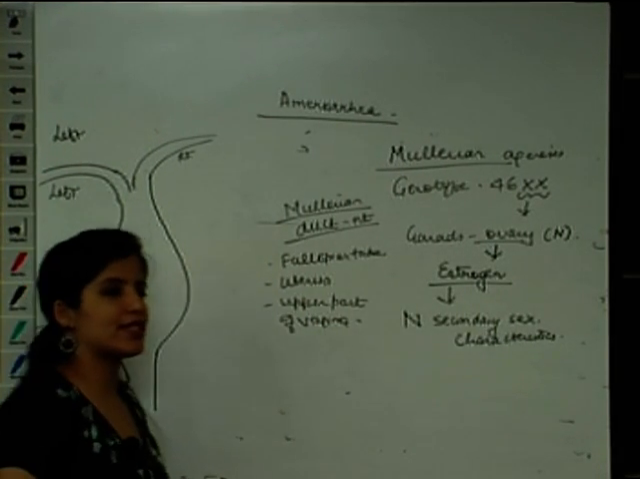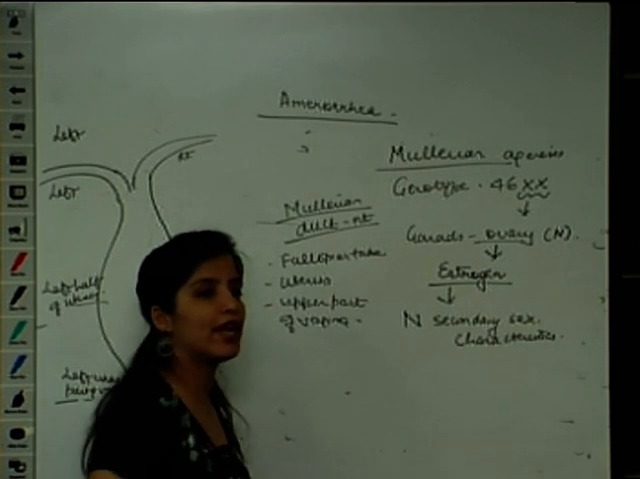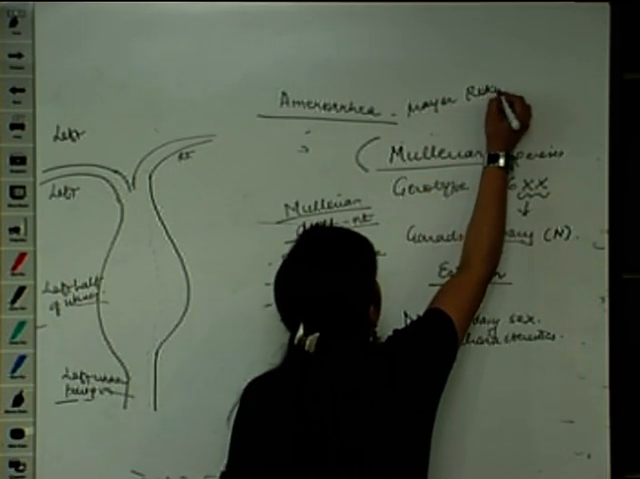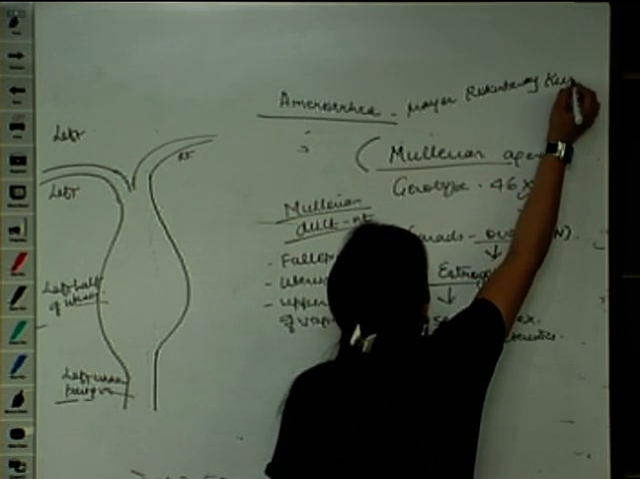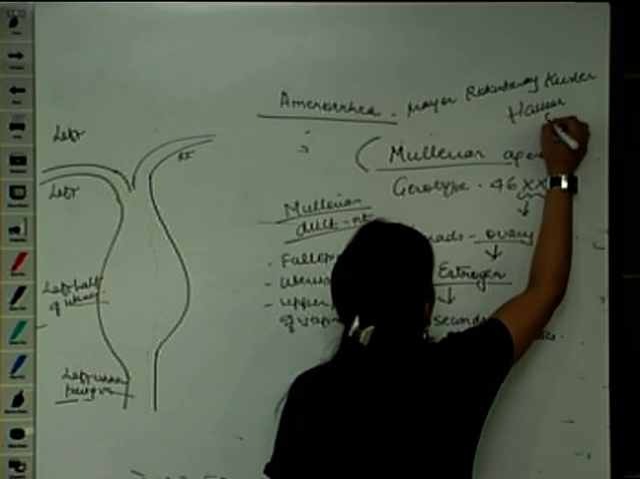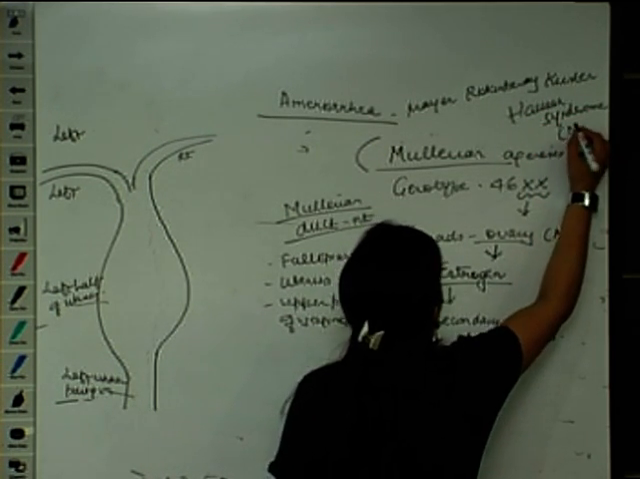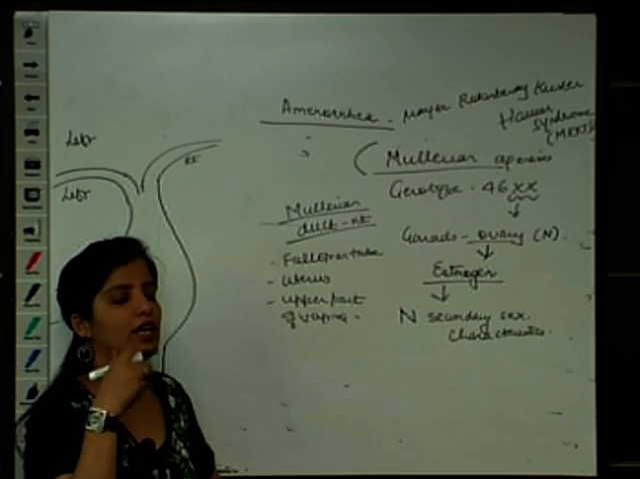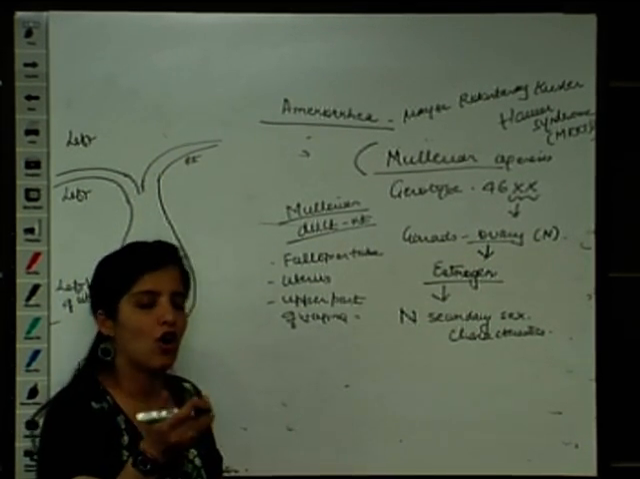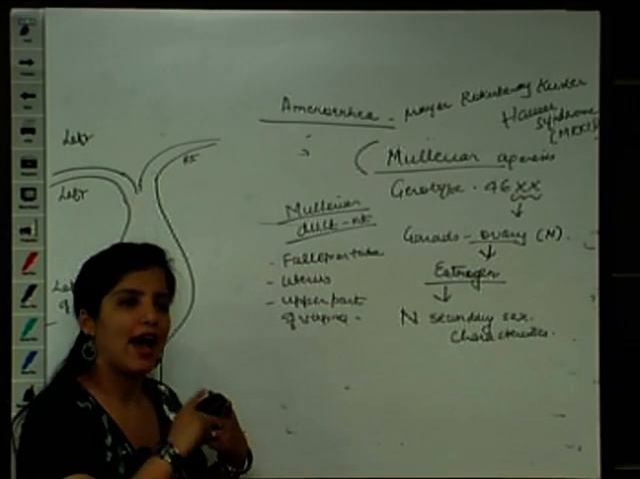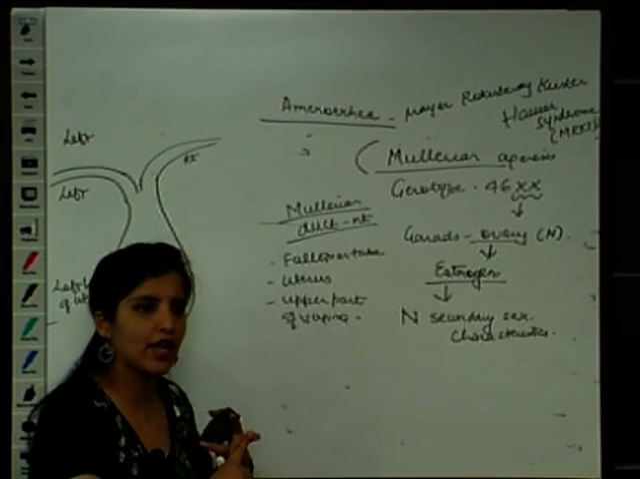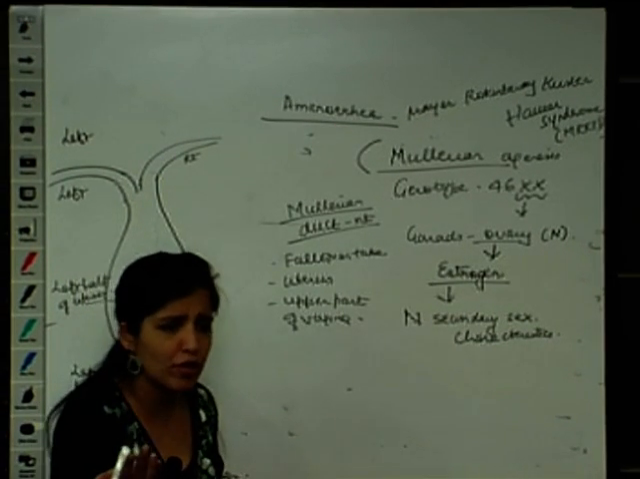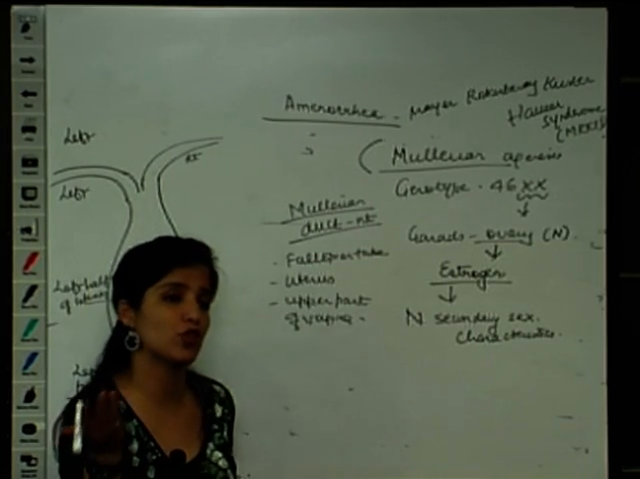So if in the question they say MRKH, yes, Mullerian agenesis is also called Mayer-Rokitansky-Kuster-Hauser syndrome, MRKH syndrome. Now if the question says MRKH syndrome is characterized by all except: option A, absent uterus, option B, absent vagina, option C, absent fallopian tubes, option D, absent ovary, you know the answer is absent ovary, because ovary will be present, because Mullerian duct does not lead to the formation of ovary.